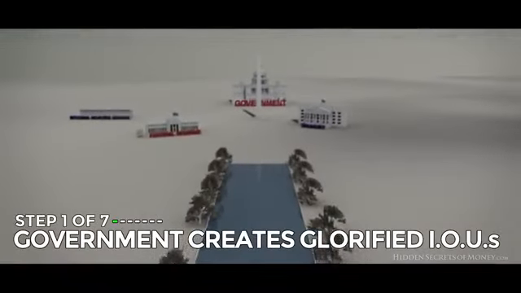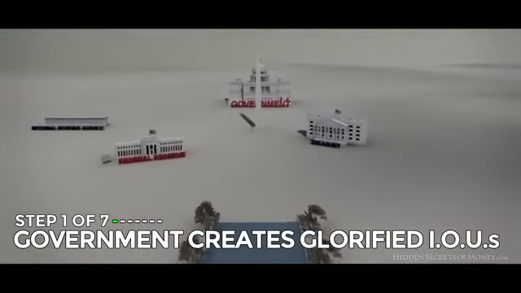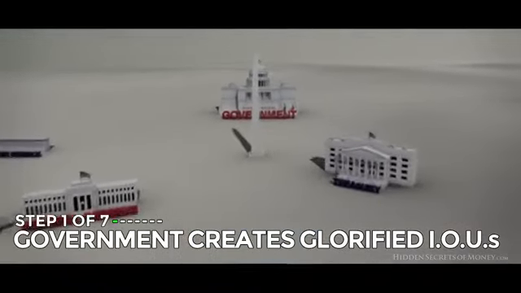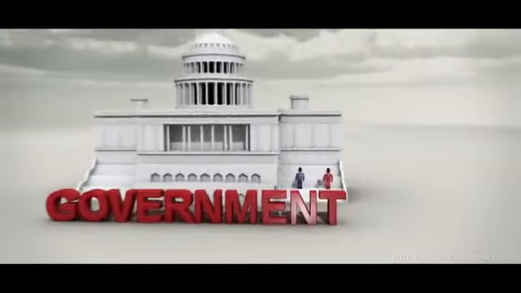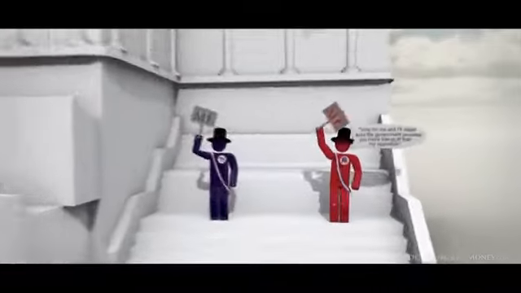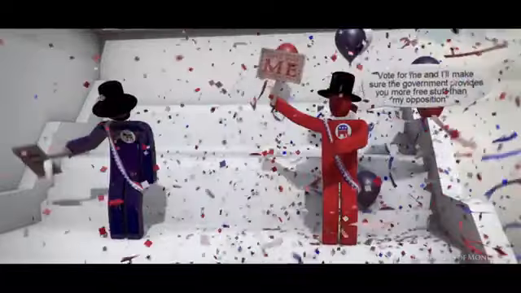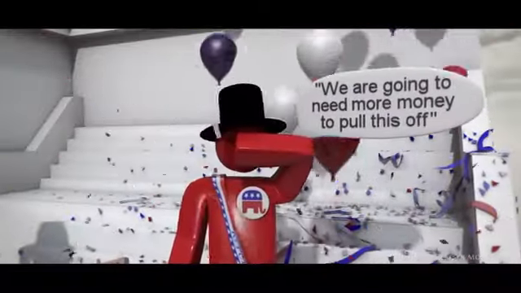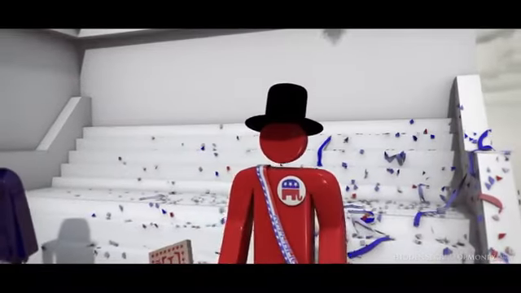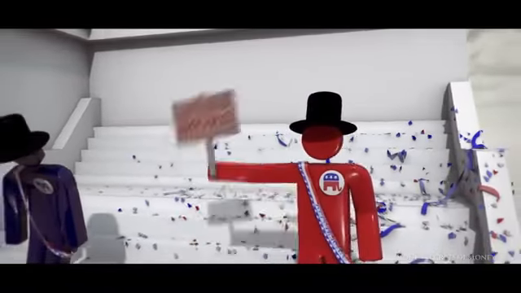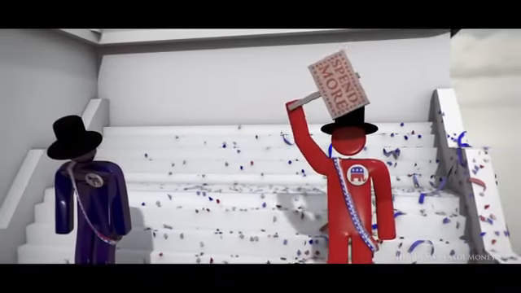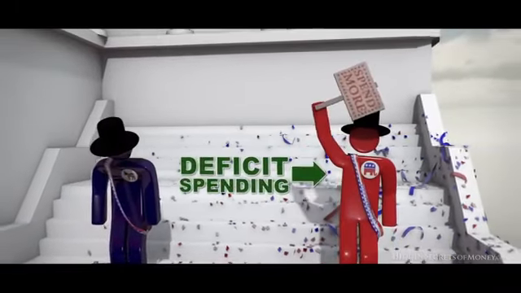Every modern society creates currency in pretty much the same way. But since the US dollar is the majority of the world's currency, I'm going to use the United States as our example. It all starts when some politician says, "Vote for me and I'll make sure the government provides you more free stuff than my opponent will." But there's no such thing as a free lunch. So to provide that supposedly free stuff, the politicians vote for the country to spend more than its income. This is called deficit spending.